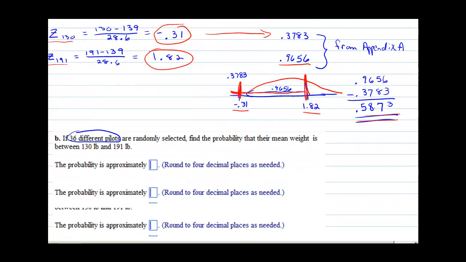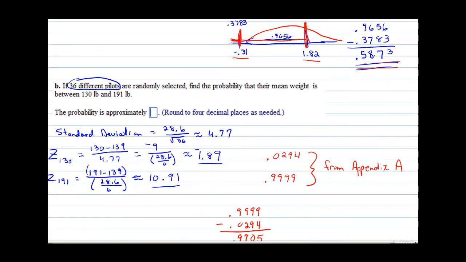look at a sample of 36 pilots. So now I know I'm going to use the central limit theorem because I'm talking about samples. And the only thing I do different when I work this problem is adjust the standard deviation. So because the sample size is 36, then I'm going to take the standard deviation they gave me, the 28.6, and divide it by the square root of 36. Now they gave me 3 digits, 286. So I put 3 digits here.